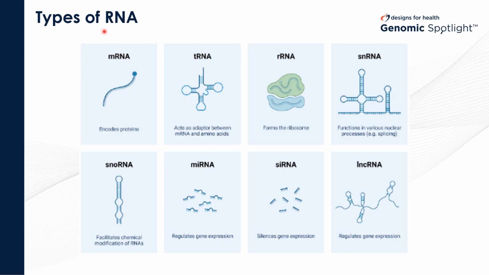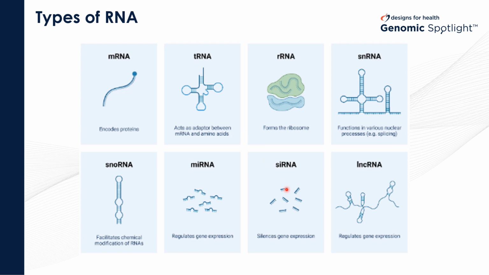Let's look at some of the different types of RNA molecules. miRNA, also called microRNA, are small RNA molecules that play an essential role in post-transcriptional gene regulation, a process that controls the expression of genes after they have been transcribed into messenger RNA. Both siRNA and miRNA are part of a broader class of small non-coding RNA molecules that don't actually code for proteins themselves, but they still regulate gene expression.